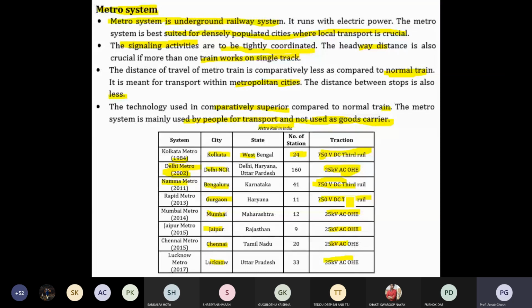But in the case of 25 kV AC OEG, the metro still has a traction motor that works with 750 volt DC, and the AC to DC conversion is done inside the motor coach. So additional converters are required, but at the end of the day it is a DC traction motor of 750 volt. I hope all of you understand my idea on it.